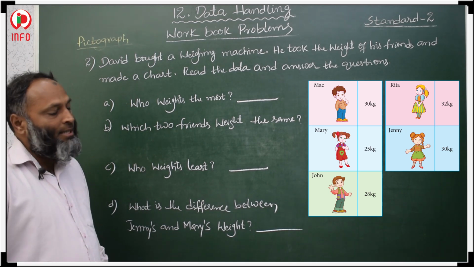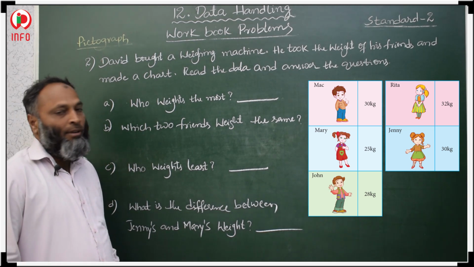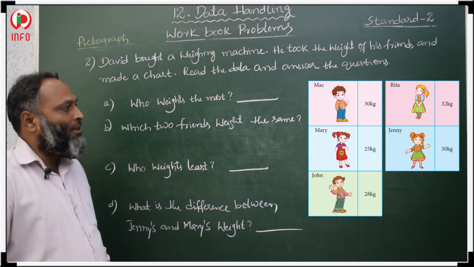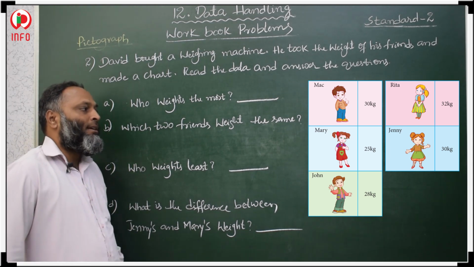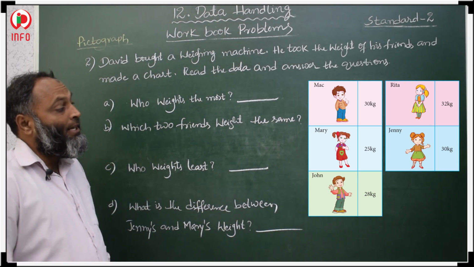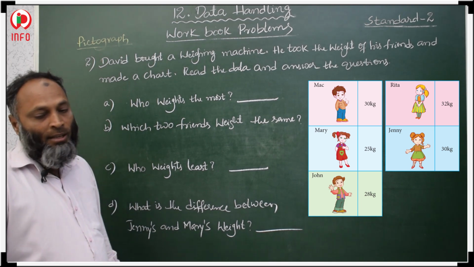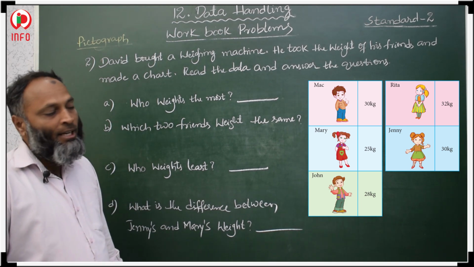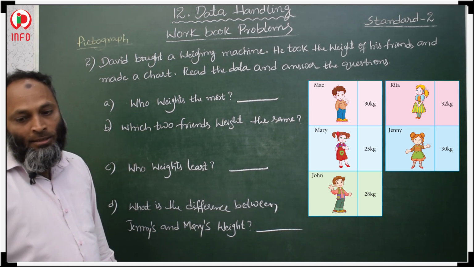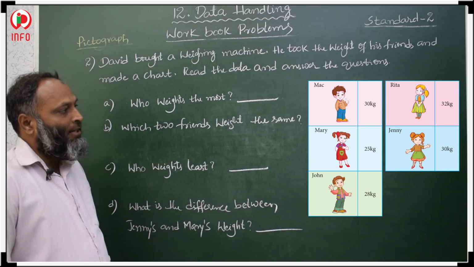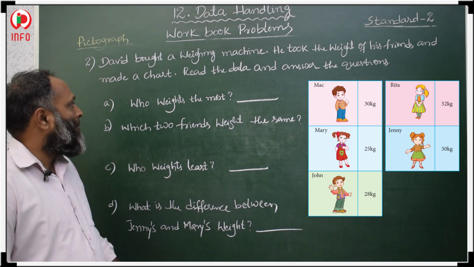First, Mac's weight is given, that is 30 kg. See here in the picture, 30 kg is given as Mac's weight. Then after that, Mary's weight is given. Mary's weight is 25 kg. Then John's weight is 28 kgs. Then Rita's weight is 32 kgs. Then Jenny's weight is given. Jenny's weight is 30 kgs. Total 5 friends' weight. So he noted it and made a chart.